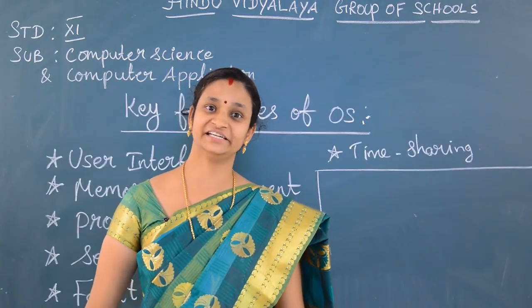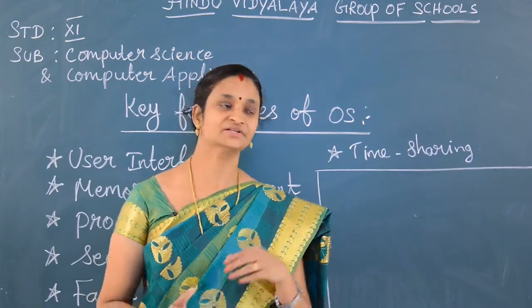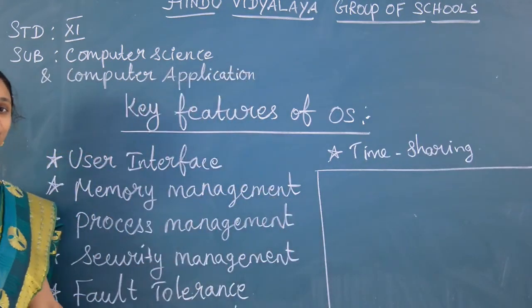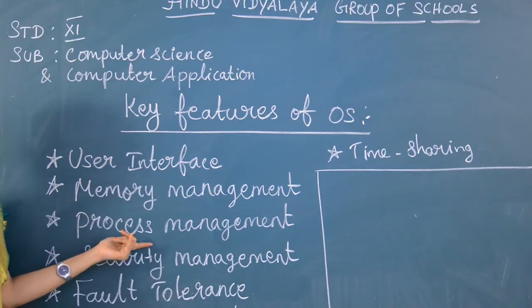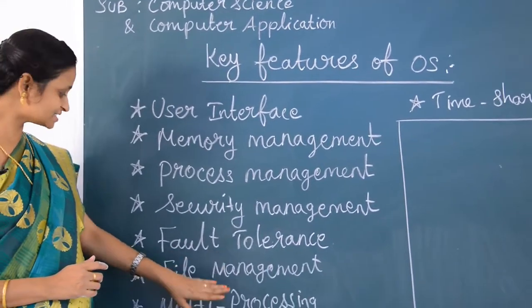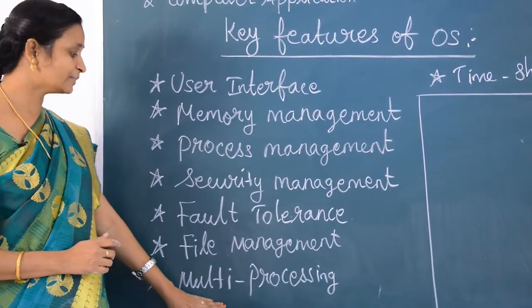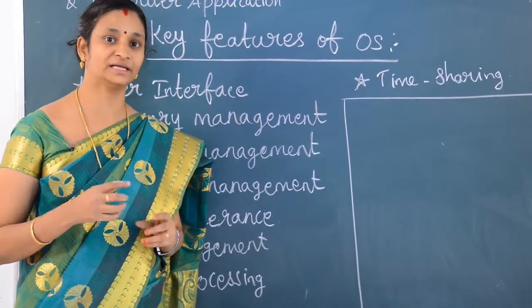Let us discuss in detail the key features of an operating system. Here are the key features of an operating system: user interface, memory management, process management, security management, fault tolerance, file management, multiprocessing and time sharing. Let us discuss them one by one in detail.